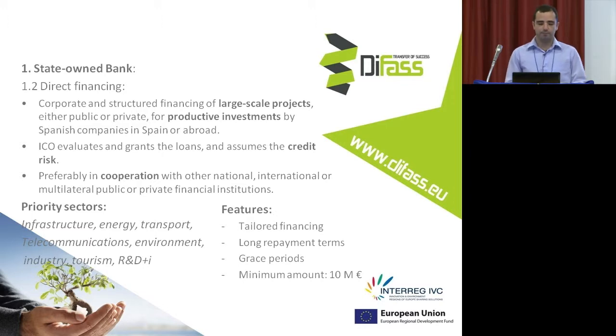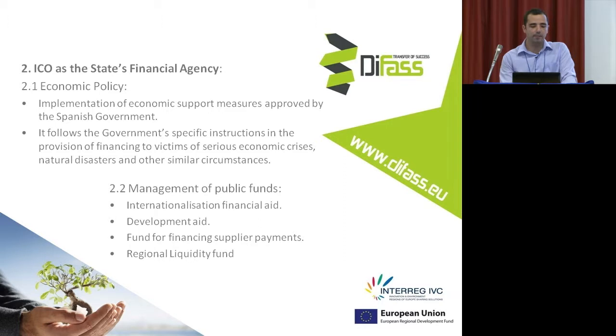As a financial agency, ICO follows the economic policy of the government by implementing economic support measures approved by the Spanish government. It also follows the government's specific instructions in the provision of financing, for instance, to victims of serious economic crises, natural disasters, and other circumstances. And it also manages some public funds when it is needed to advance payments for development aid, internationalization financial aid, funds for financial supplier payments, etc.